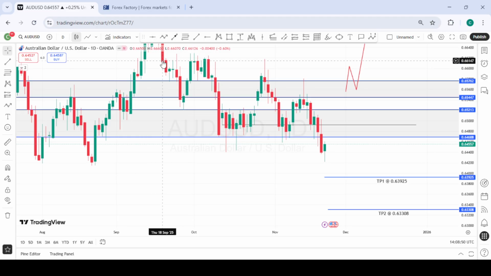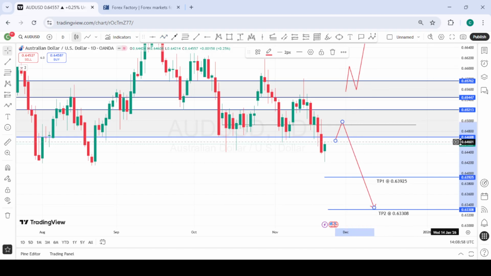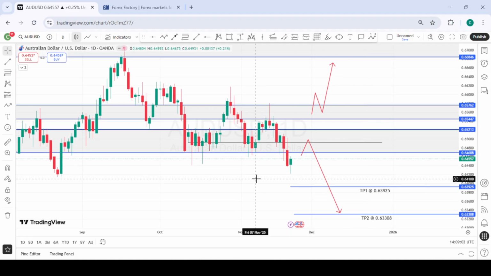So going into next week, we are looking forward to a possible pullback into this zone. Then we get selling confirmations, we take to the downside. So we are very bearish on AUDUSD. So we're looking out for selling opportunities back into the zone. When price pulls back into this zone, we'll be looking out for selling opportunities here, and we'll continue to the downside. I think we saw this from previous weeks.